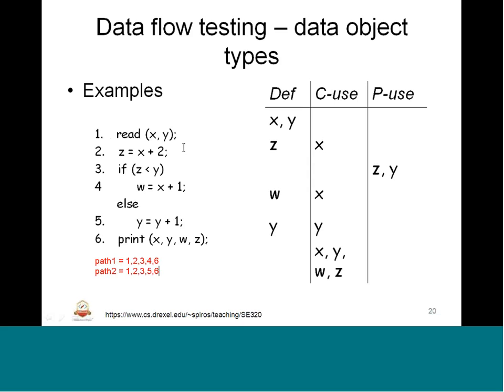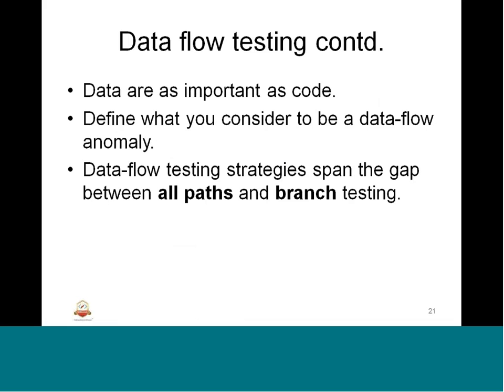So we believe that whatever statement is available before the decision testing is being tested properly. So it is very important to have data for your testing also. So how do we do it? By having all the paths exercised with the focus on the data. So the gap between the path and the branch testing is what data flow testing takes care of.